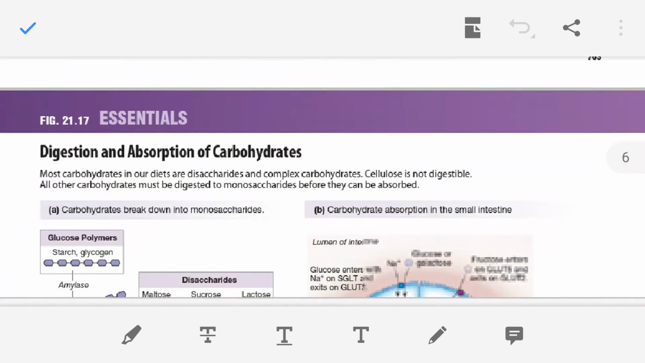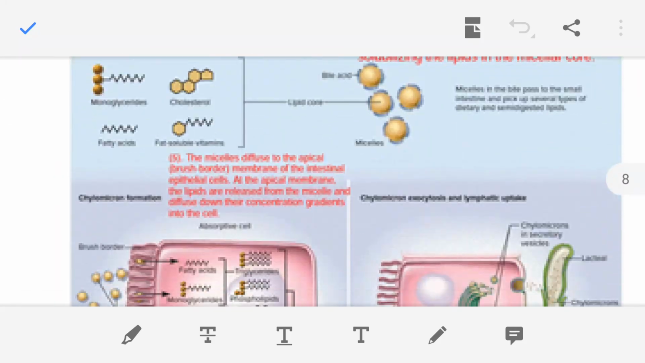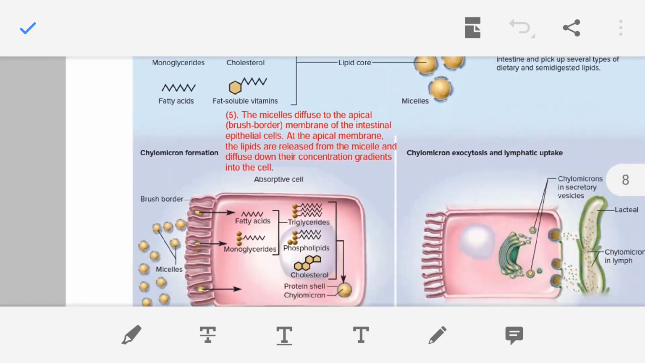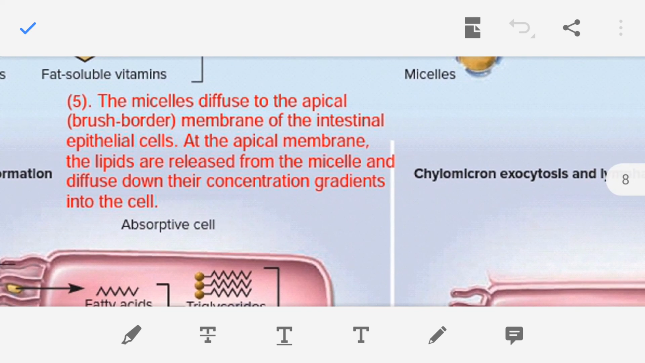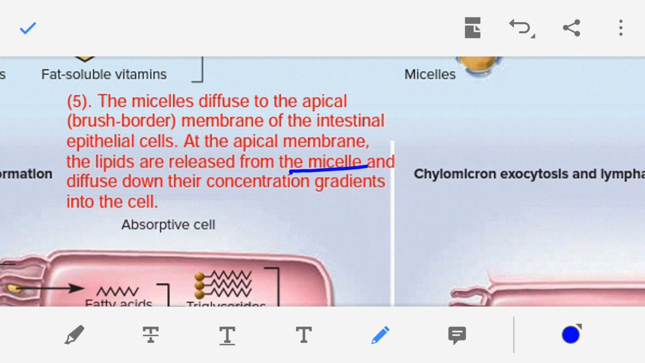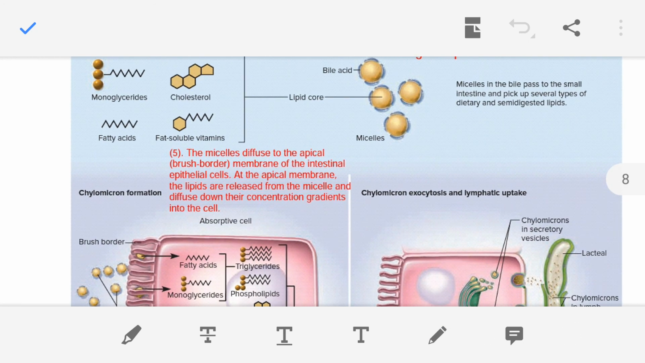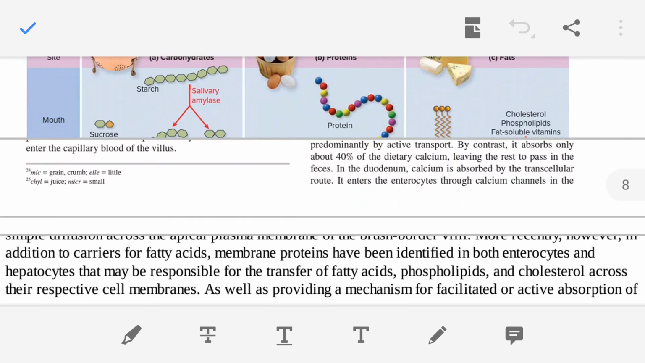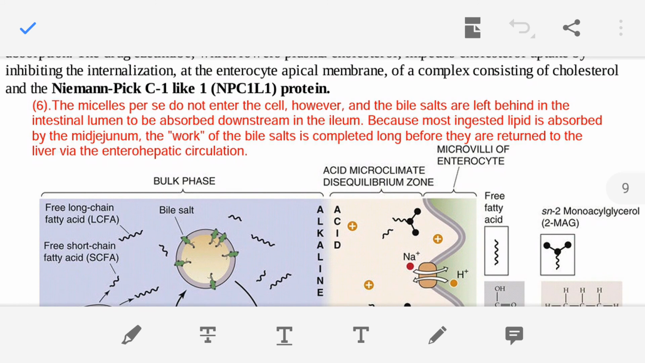So we are returning back to that figure that I was showing to you. Here the lipid digestion products are diffusing and entering into the enterocyte cell along the concentration gradient, from high to low, from lumen to cytoplasm of the enterocyte cell. Moving on to the sixth point.